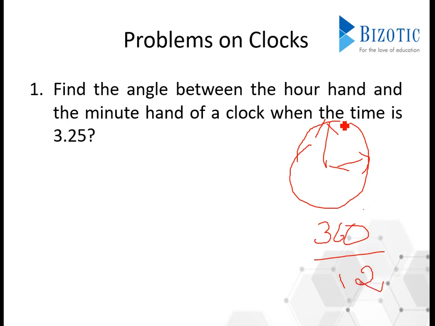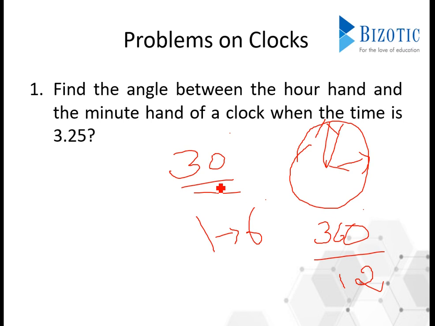Which means that every time the minute hand covers 5 minutes, it will be covering 30 degrees, because 12 threes are 360, so it's verified. So every 5 minutes it will be covering 30 degrees. For every 1 minute space, how much will it be covering? It will be covering 6 degrees, which is 30 by 5.